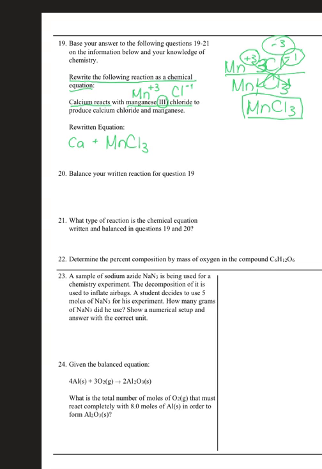Okay. And it produces calcium chloride and manganese. Okay, so calcium chloride. Calcium has a charge of +2, and chlorine, again, is -1. That means I need 2 chlorines in order to get my charges to cancel: +2 over here and -2 over here. So that means this has to be CaCl2.